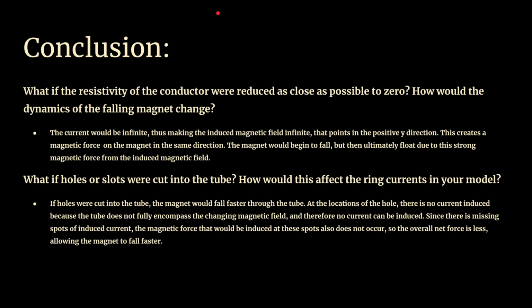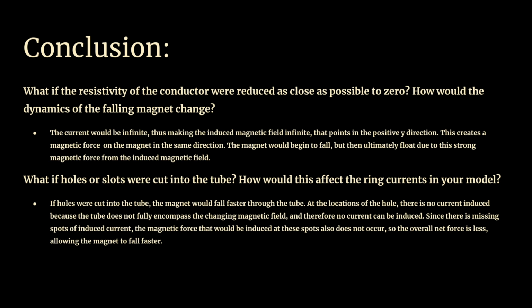Conclusion. What if the resistivity of the conductor were reduced as close as possible to 0, and how would the dynamics of the falling magnet change? The current would be infinite, thus making the induced magnetic field infinite, pointing in the positive y direction. This creates a magnetic force on the magnet in the same direction. The magnet would begin to fall, but then ultimately float due to the strong magnetic force from the induced magnetic field.